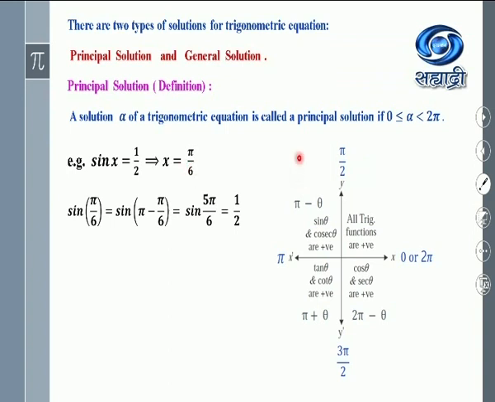But if we consider the second quadrant, there also sin theta is positive, or sin x is positive. But the angles are of the form pi minus theta. And therefore, using the rules of allied angles, we can write sin of (pi minus pi by 6) is also sin pi by 6, but the actual angle is 5 pi by 6. So for two angles, pi by 6 and 5 pi by 6, the sine of those angles is equal to 1 upon 2.